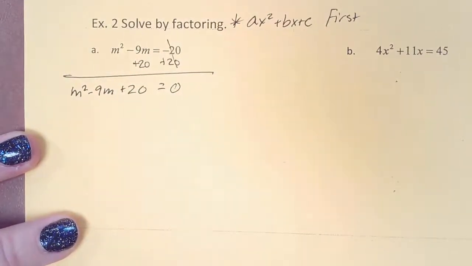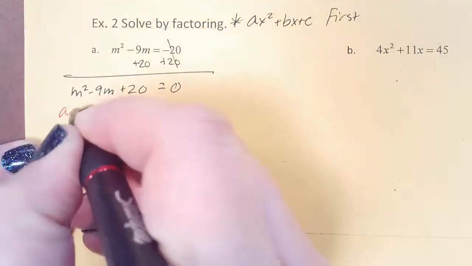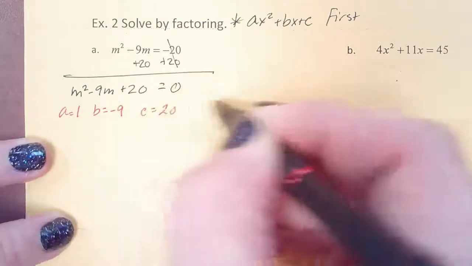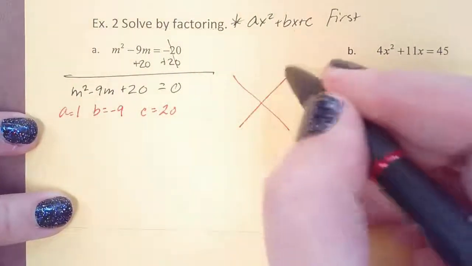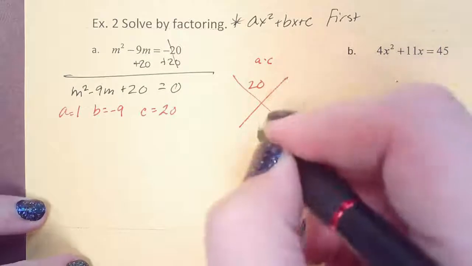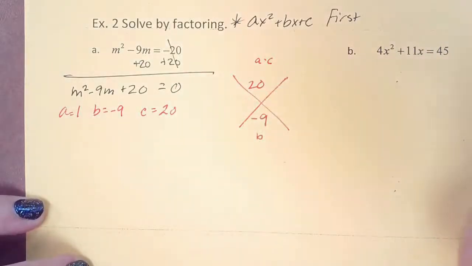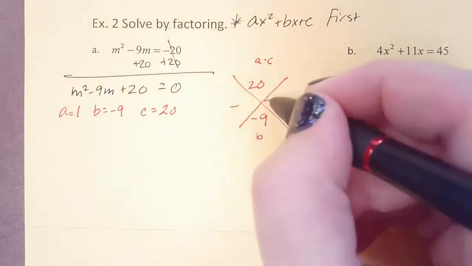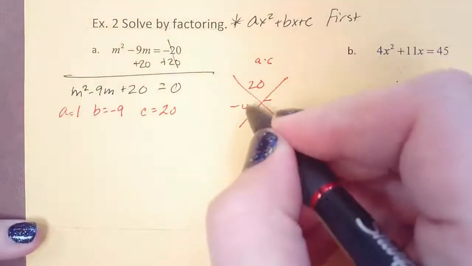So I'm going to label my a, b, and c. A is 1, b is negative 9, c is positive 20. Build the x. At the top of the x, a times c. So 1 times 20 is 20. At the bottom, b, negative 9. Two numbers that multiply to 20 and add to negative 9. They both should be negative. Negative 4, negative 5.